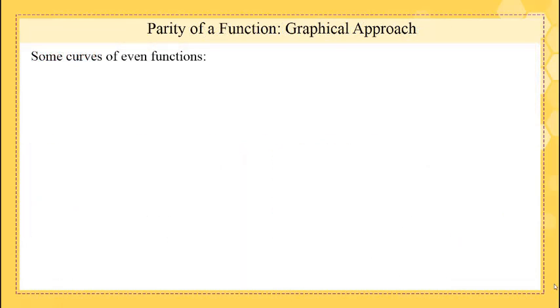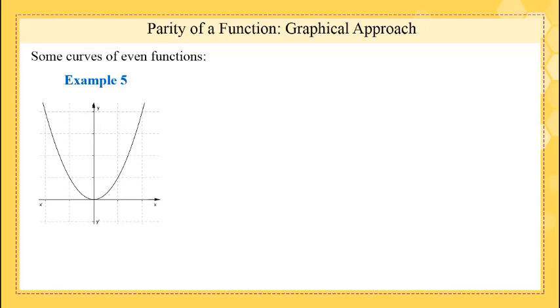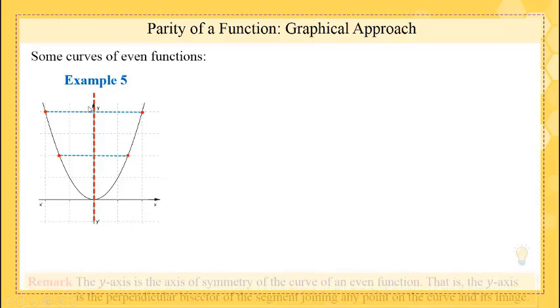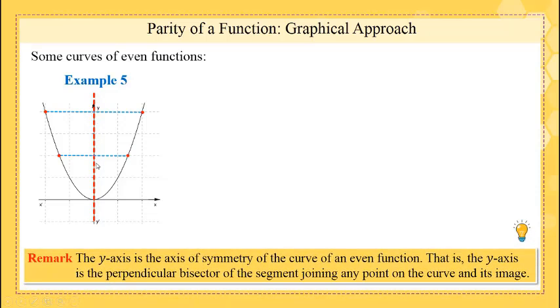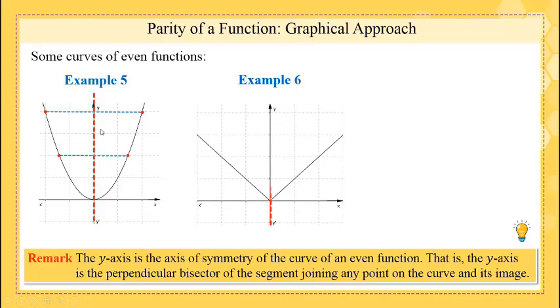Let us see some curves of even functions. Parabola. As we said, the y-axis is the axis of symmetry of the representative curve of an even function. The symmetry of any point on this curve with respect to the y-axis is also a point on this curve. So the y-axis is the perpendicular bisector of the segment joining the point on this curve and its image. Similarly for the other curves.